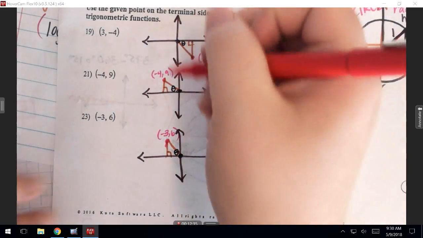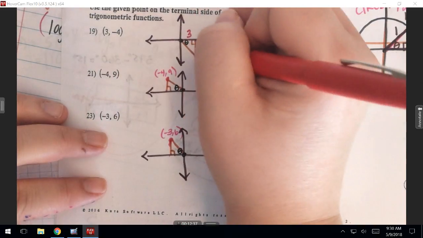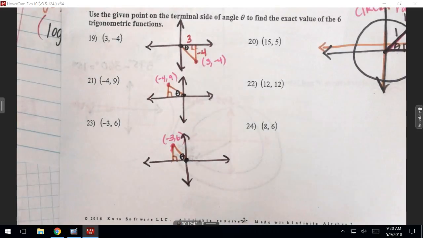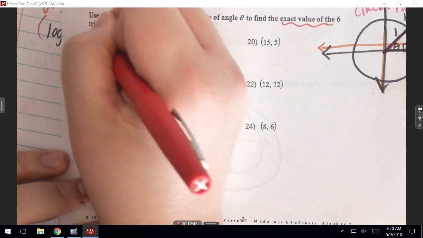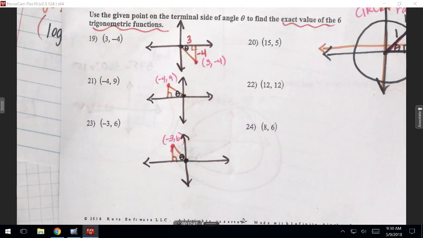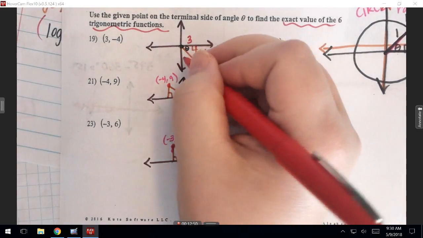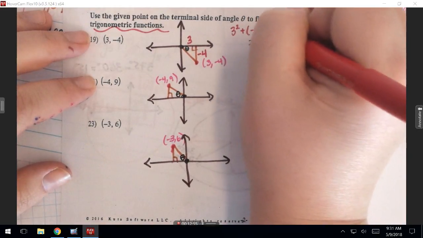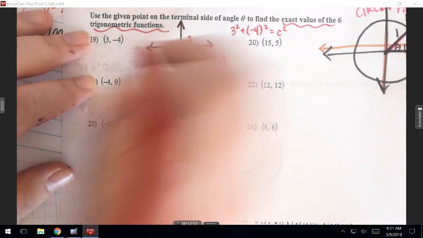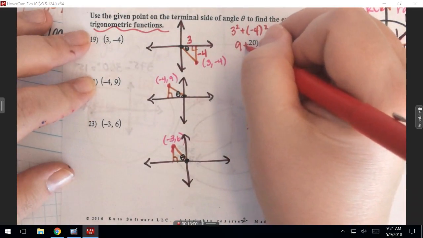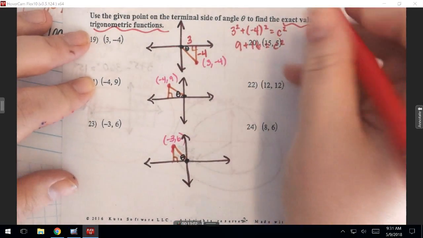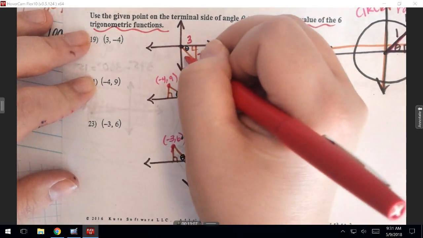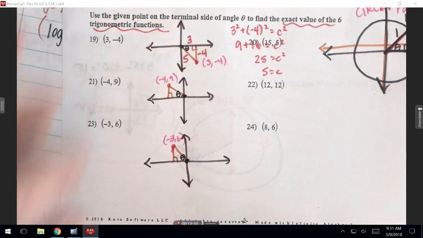Okay, so 3, negative 4, if we're trying to figure out side lengths, we went to the right 3, then we went down 4. And they ask us in the problem to find the exact value of the 6 trig functions, which means we're going to need that third side. So we're going to need to solve for this missing side. We're going to use our Pythagorean theorem, 3 squared plus negative 4 squared equals x squared, or c squared. And when we solve, we'll end up getting 5. Plus I know 3, 4, 5 is a triple. So I solve for that missing side of the triangle.